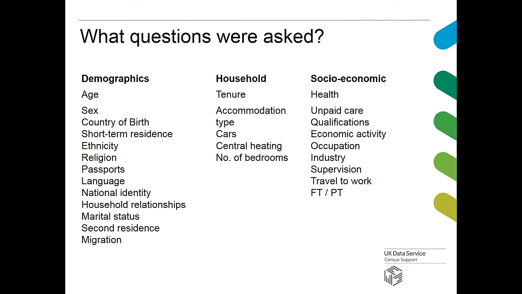There's also stuff to do with households, like tenure, accommodation type, availability of cars and vans, central heating, number of bedrooms, and there's questions on socio-economic characteristics, so there's general stuff about health, it's very broad categories, unpaid care, and stuff to do with economic activity, qualifications and occupation, and so on. So just to show, it covers a really wide range of different topics and it's fairly broad.